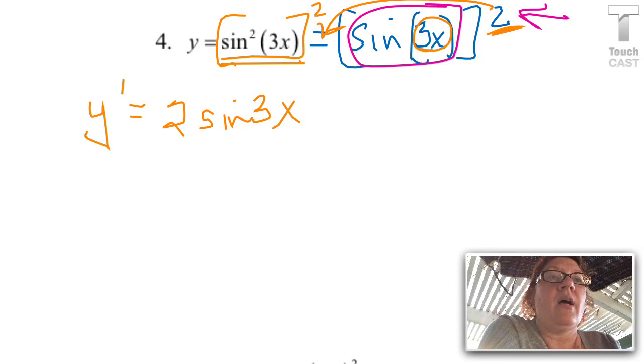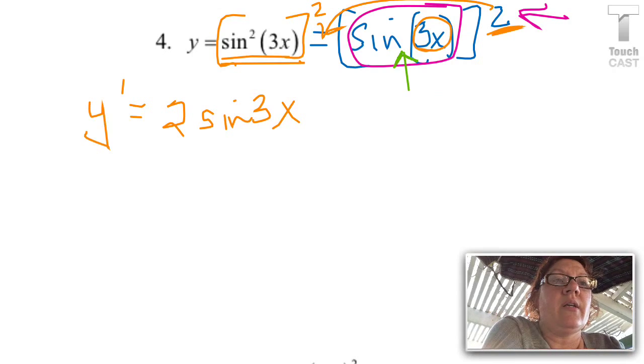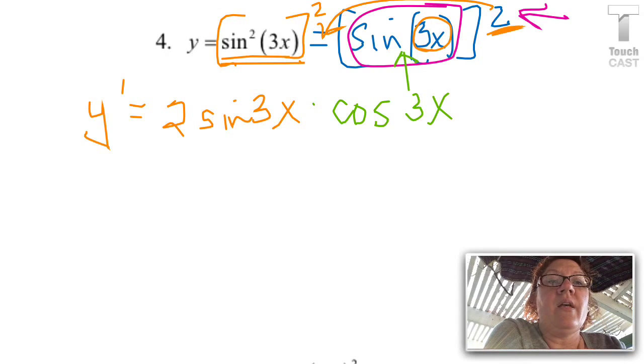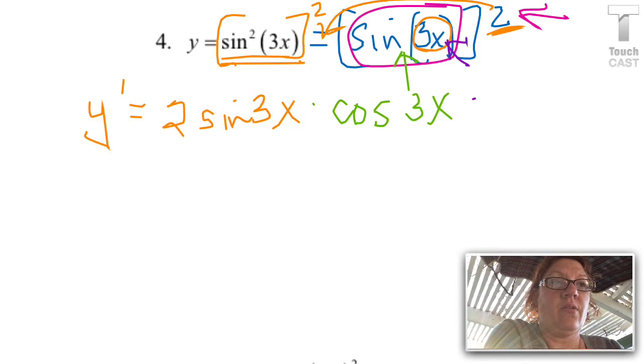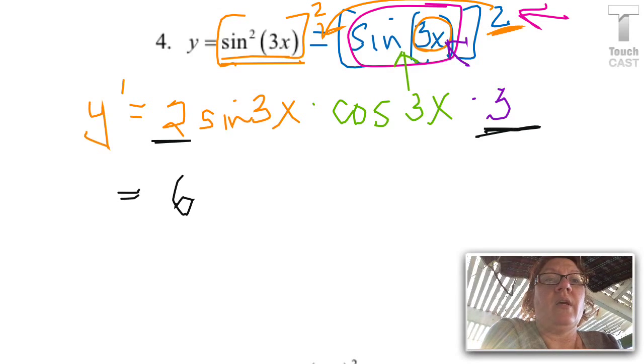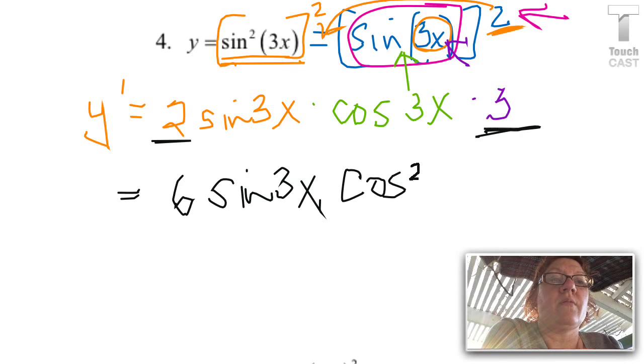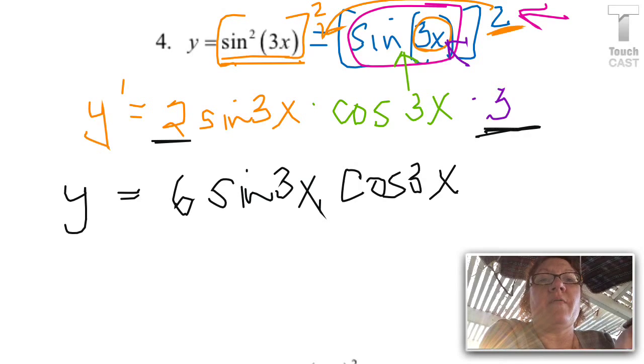And then I'm going to look at the chocolate inside, which was sine of 3x. Okay, so derivative of sine is, that's right, it's cosine. So it'll be cosine of 3x. And then I'm going to look at the peanut inside the chocolate, and I got to take the derivative of 3x, which is 3. And so I'm going to join my coefficients. So I'll have 6, and then sine of 3x, cosine of 3x. And that's my first derivative.